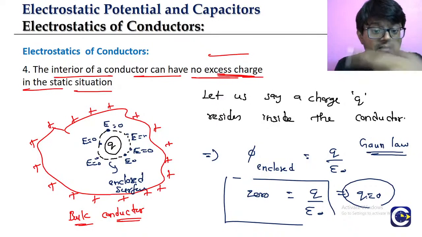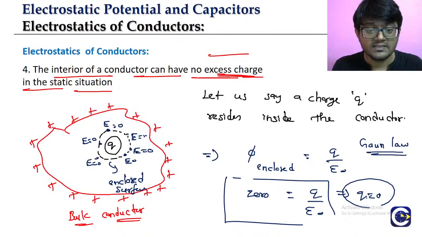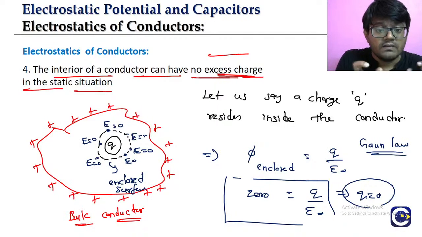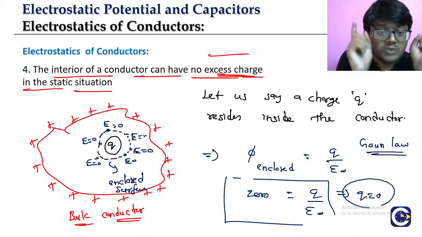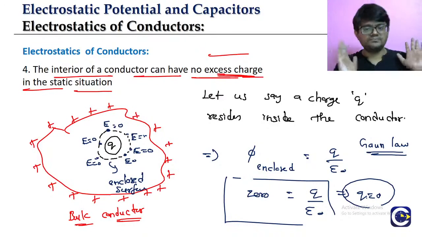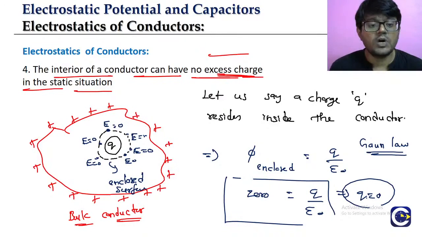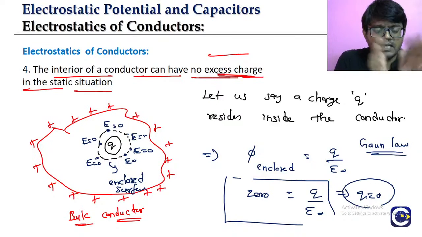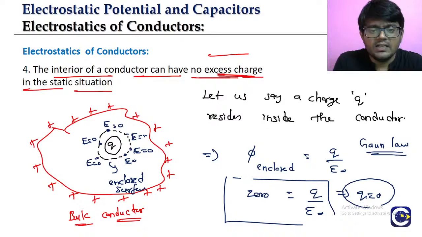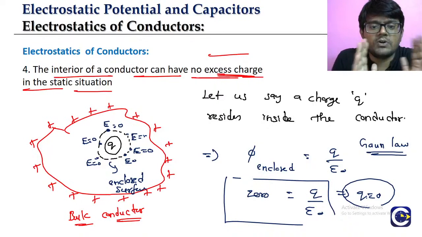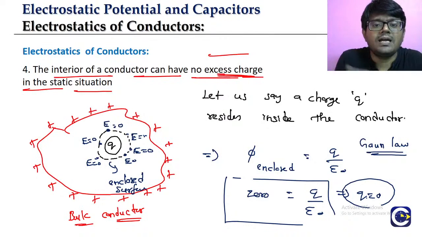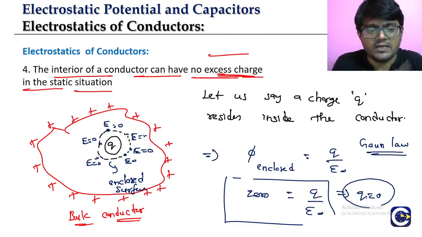We initially began by saying let us consider there is a charge. Finally we say that this will be possible only when q is 0. Otherwise there is no possibility, which means what? If you are giving a charge to the conductor, in that static situation there cannot be excess charge inside the conductor. Where will it be? The charge given to the conductor will be only on the surface of the conductor. Okay? So this is another important point about the electrostatics of the conductor.